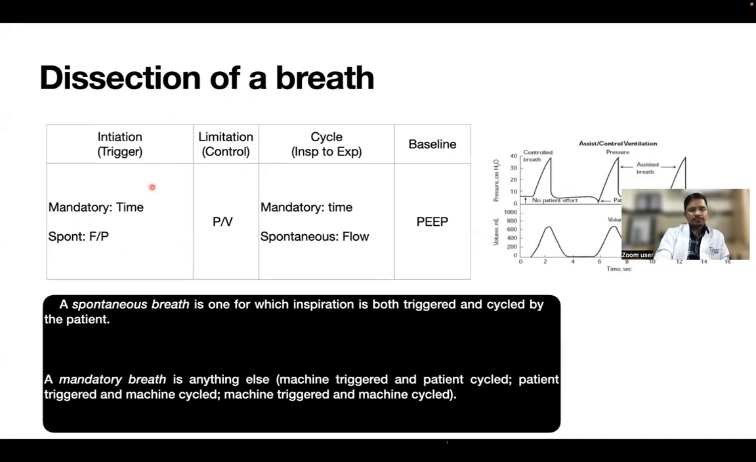So initiation, or triggering, generally happens as a time trigger, or on spontaneous breaths either flow trigger or pressure trigger. Limitation is generally control, that is either pressure control or volume control. Cycling in mandatory breathing is normally time cycling. In spontaneous mode, it could be flow cycling or time cycling also. In baseline pressure, we generally keep PEEP.